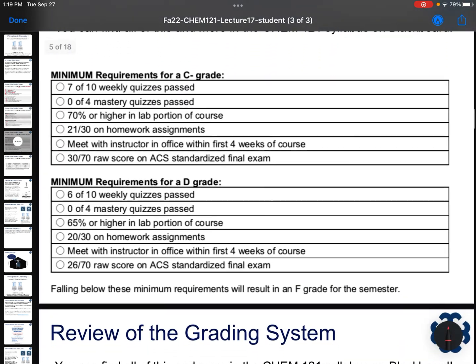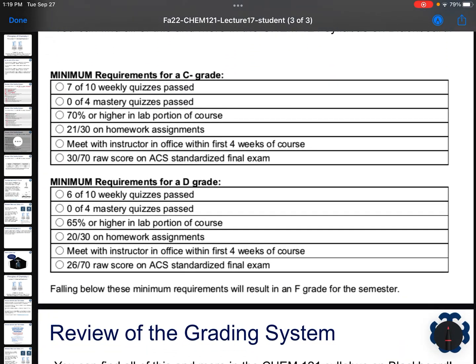For the other end of the grade spectrum, so if we think about instead of A's and B's, maybe things aren't going quite as well as you wanted this semester. For passing, a C- grade versus a D grade, you still need to pass at least 7 of the weekly quizzes. Again, no mastery quizzes required. You need a 70% in lab, 21 on the homework, and at least a 30 on the final exam to pass. For a D grade, things drop a little bit further, so a lower number of weekly quizzes, lab portion, homework, and of course the final exam score.